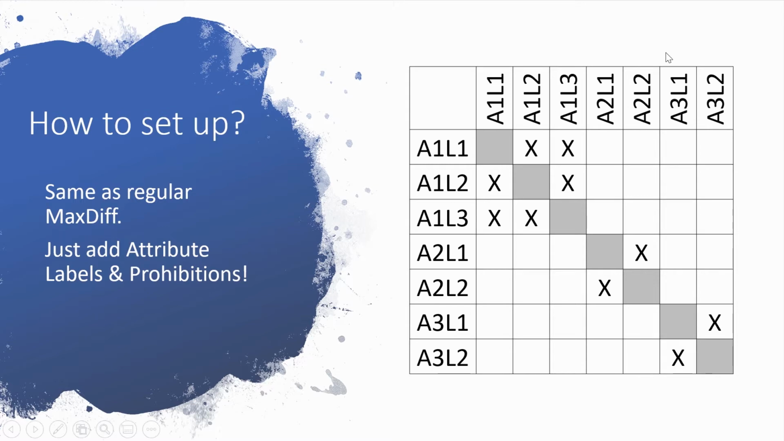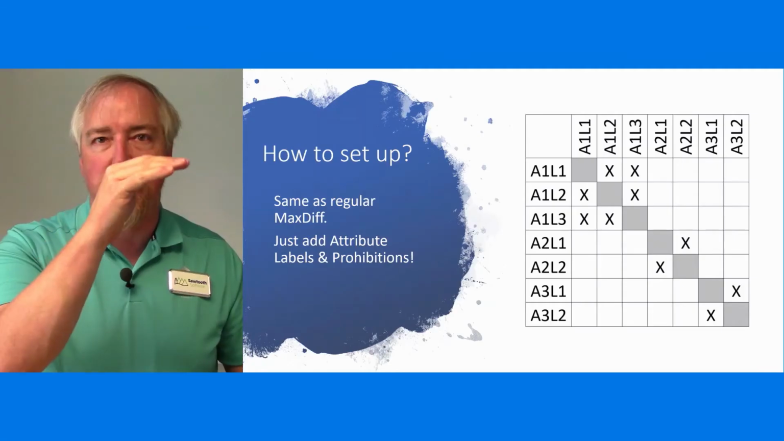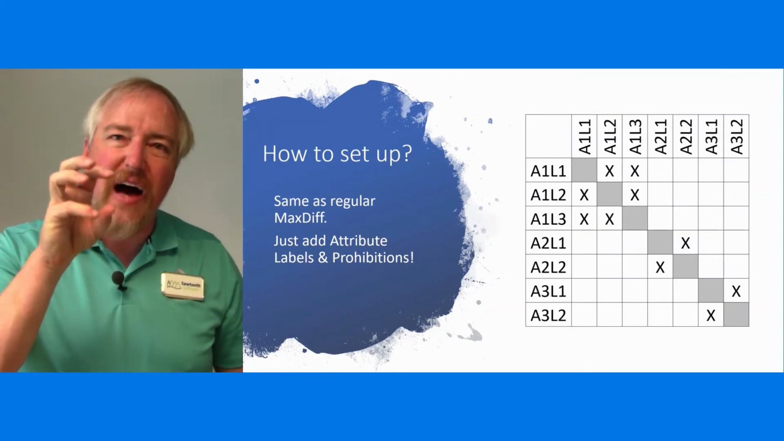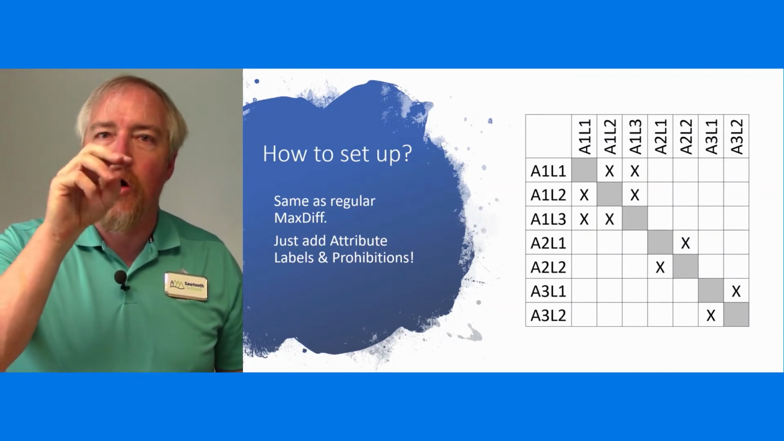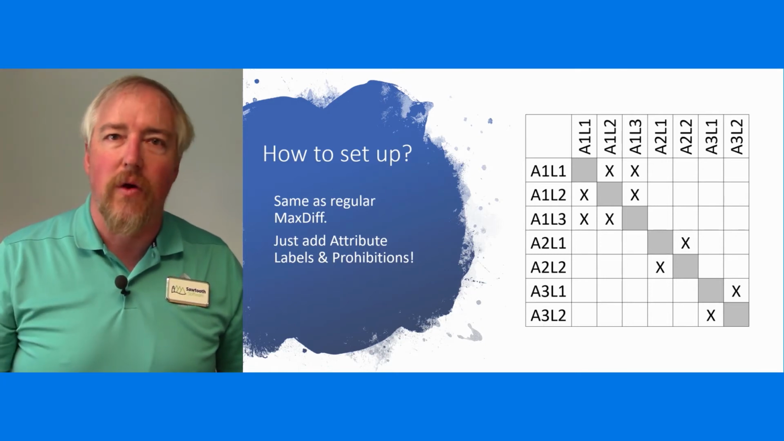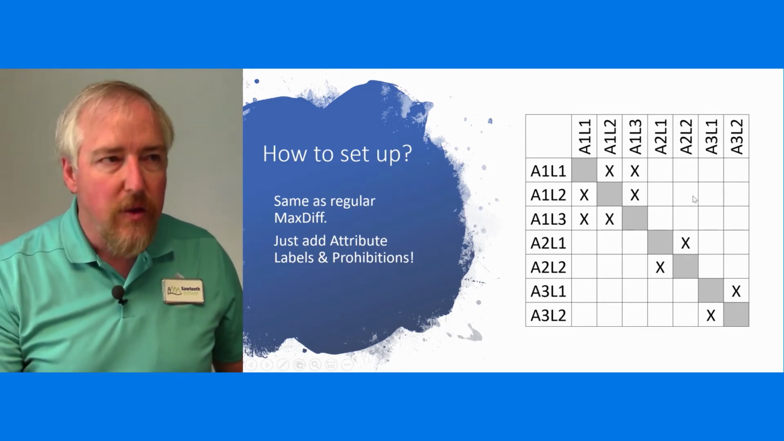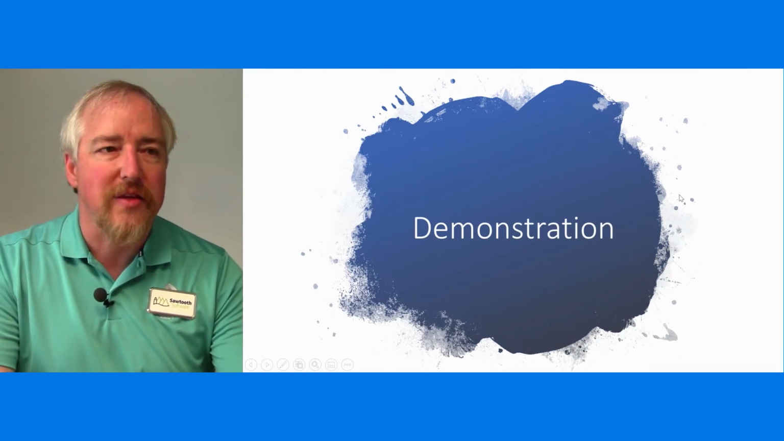So in this case, if attribute 1, level 1, and 2, and 3, this is all going to be one big list in Lighthouse Studio that's going to feed into a MaxDiff, but we're going to put in prohibitions so that attribute 1, level 1 can't show up with attribute 1, level 2, or attribute 1, level 3, but it can show up with any of the levels of attribute 2, or attribute 3, or attribute 4, right? So we're going to create this as if it's one big list of things, so essentially one attribute, but then in the prohibitions, we're going to define our attributes by putting in prohibitions so that no one level of an attribute can show up with any other level of that attribute. Okay, let's go into the software and we'll show you how this is done.